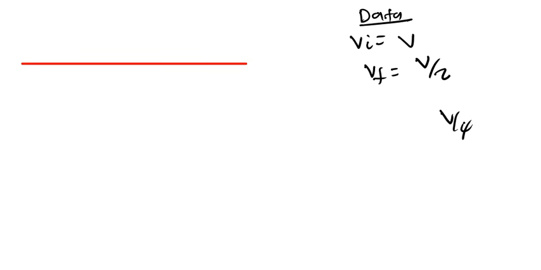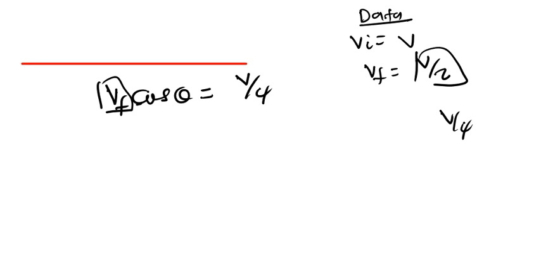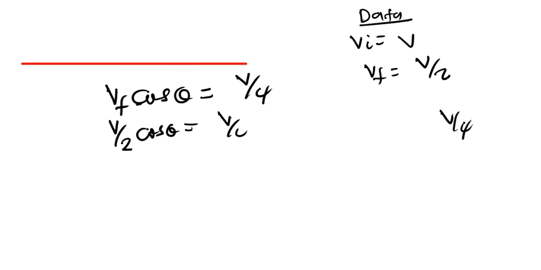By using cos. The v final is the new velocity. So v cos theta is equal to the component, which we have been told is v over 4. But what is this v final? This v final is v over 2, that's the new speed. But this is just the component that is going to help us find this. So I'm going to replace the v final with v over 2. So v over 2 cos theta is equal to v over 4.